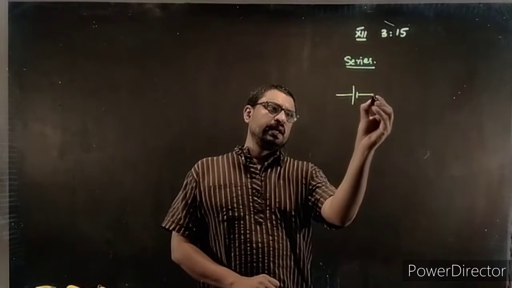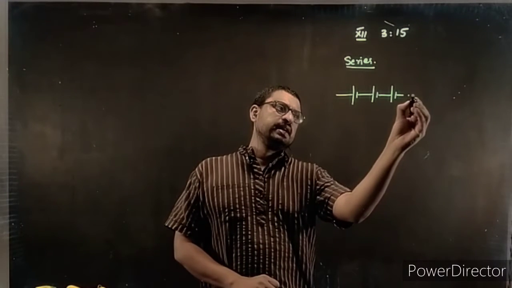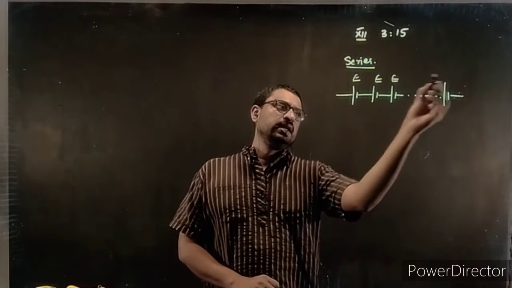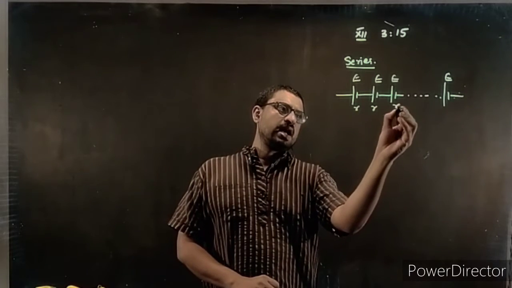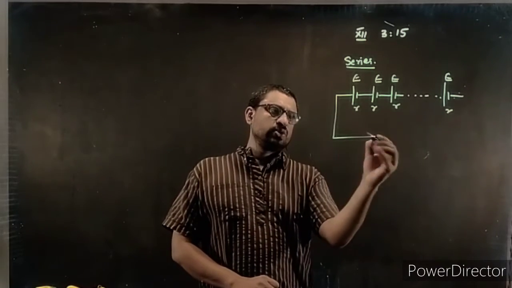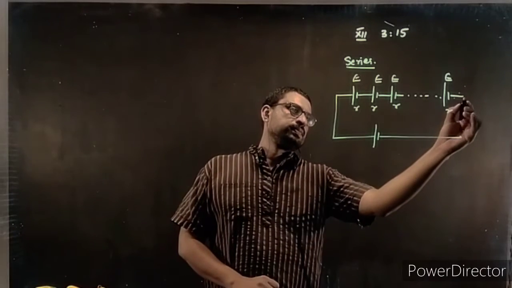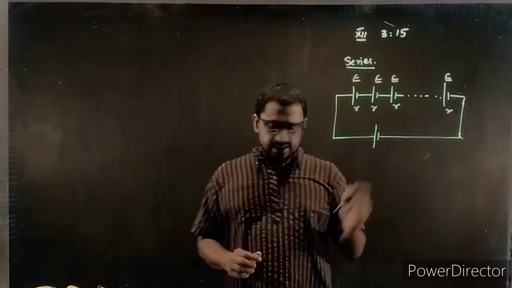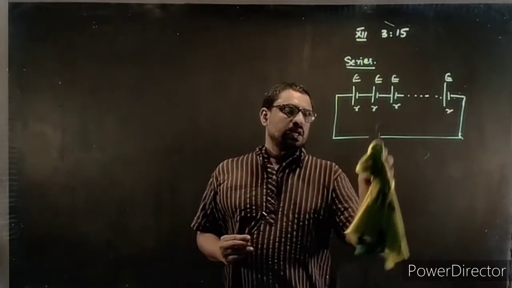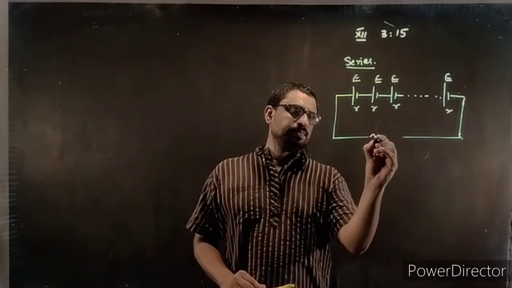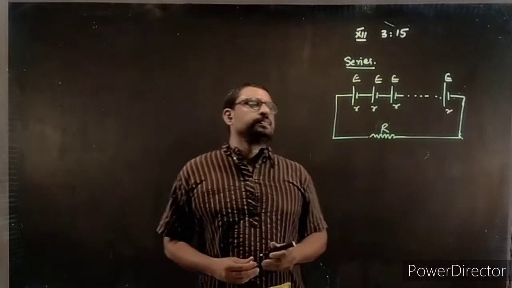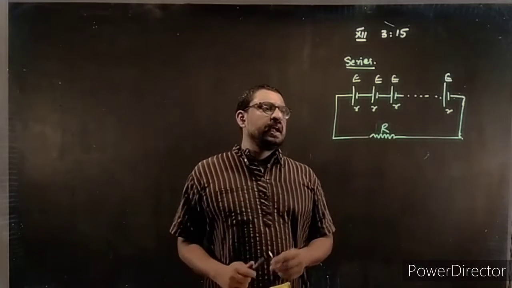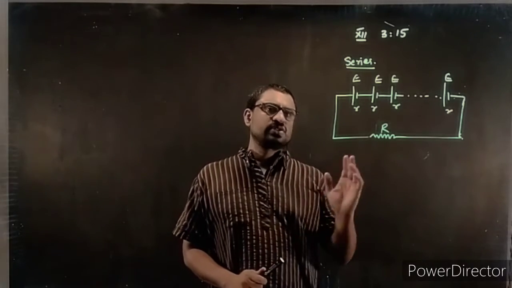Suppose there are n identical cells of EMF E and internal resistance r, connected to an external resistor. Sorry, the picture is wrong. They are connected to an external resistor R. So n identical cells are connected in series to an external resistor capital R.